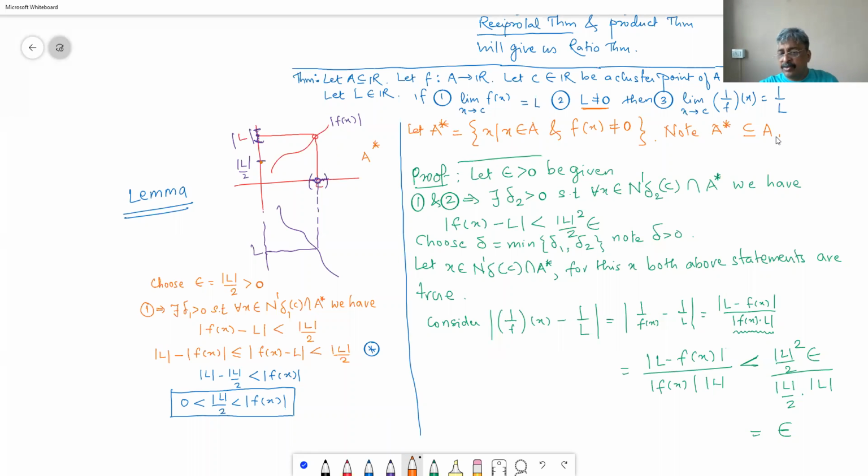Now, practically we are trying to adjust the constant in such a way that eventually we get this cancellation and we end up getting epsilon. Therefore, we can say by definition, theorem proved.